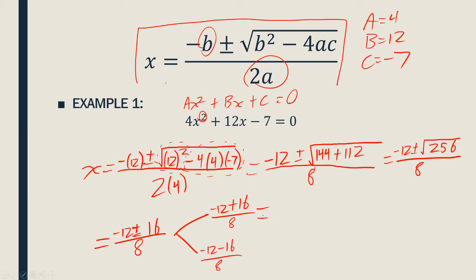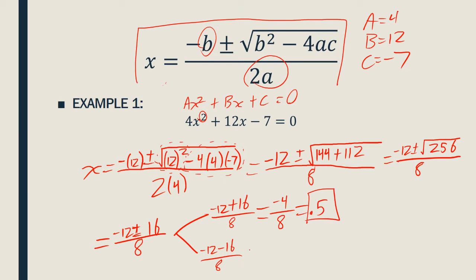So negative 12 plus 16, in my calculator I'm going to do negative 12 plus 16, and I get 4. And then I'm going to divide that by 8. 4 divided by 8 gives me 0.5. So my first solution is 0.5, or 1/2. See that? Looks okay.